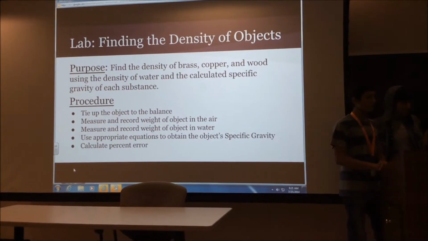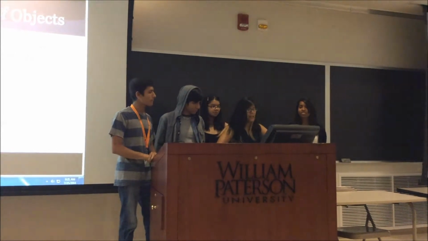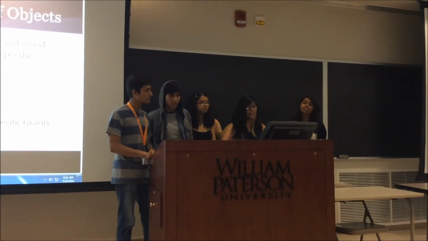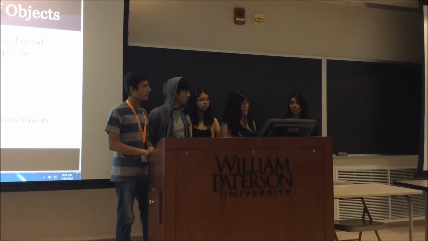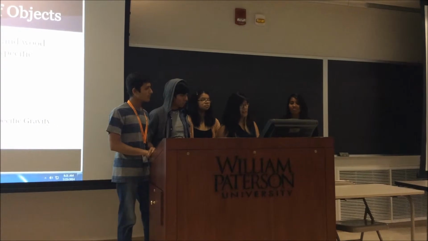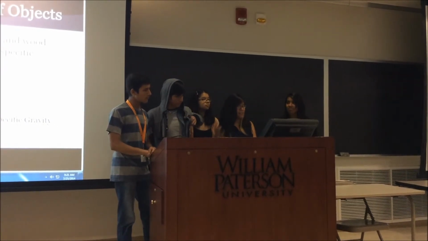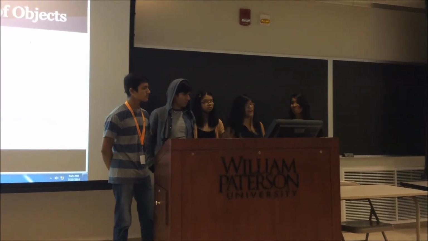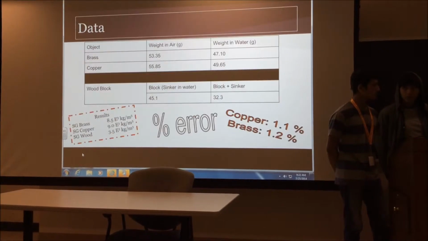Okay, so the second lab we did was finding the density of objects. We had to find the density of brass, copper, and wood using the density of water and then calculate their specific gravity. First, we tied the object to a balance, measured and recorded the weights of the object in the air, then measured it in water, and then we used the appropriate equations to obtain the object's specific gravity. And then we calculated our percent error.